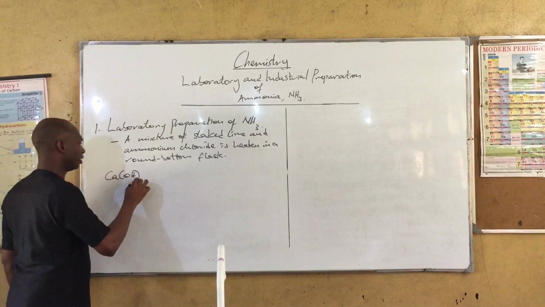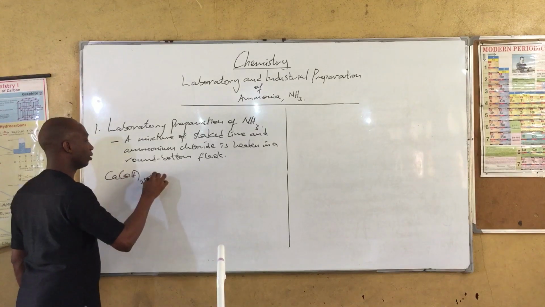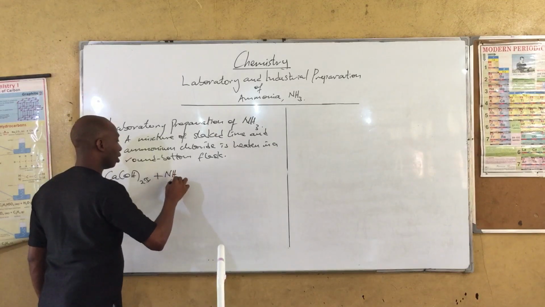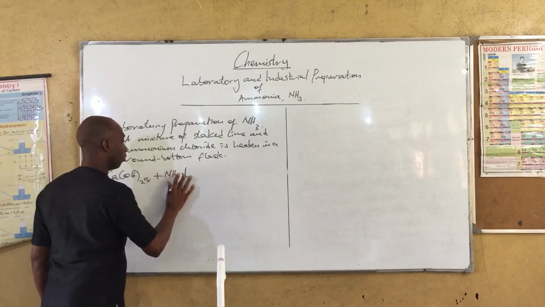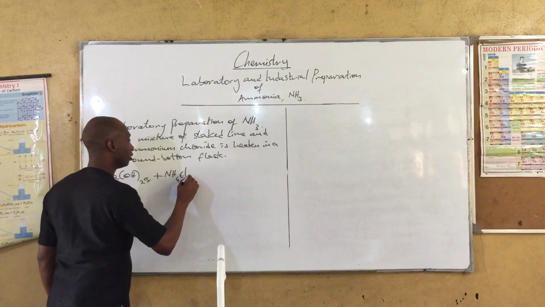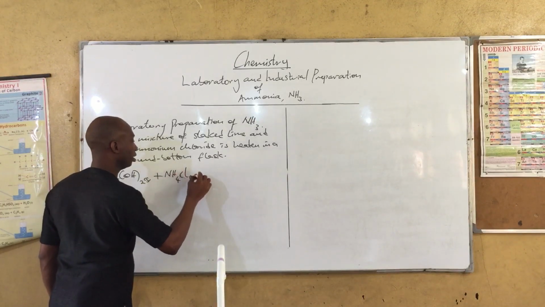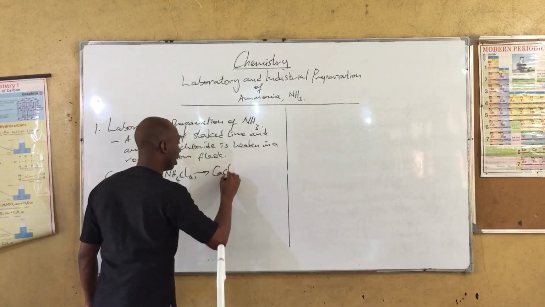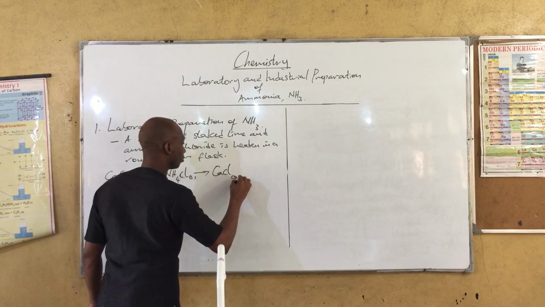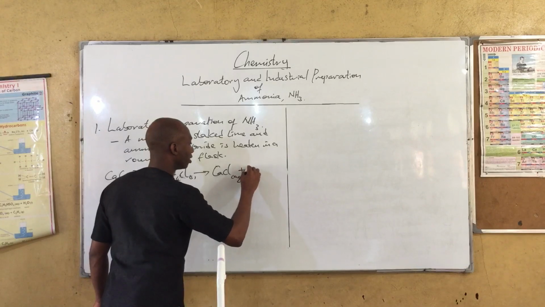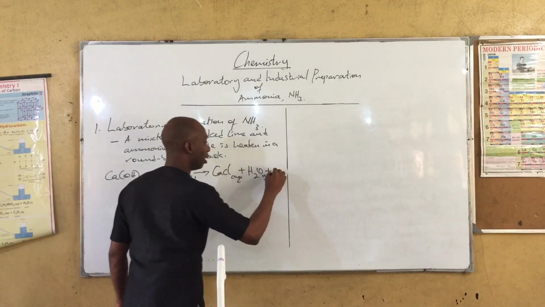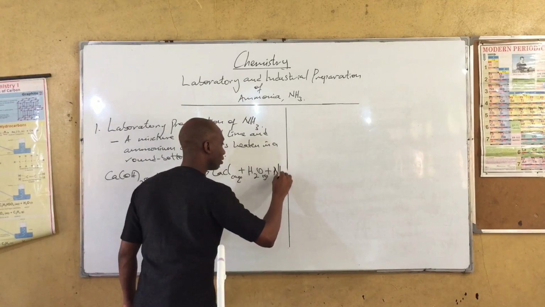calcium hydroxide, that's the slaked lime, solid, and ammonium chloride solid, to give you aqueous calcium chloride, steam and ammonia gas.